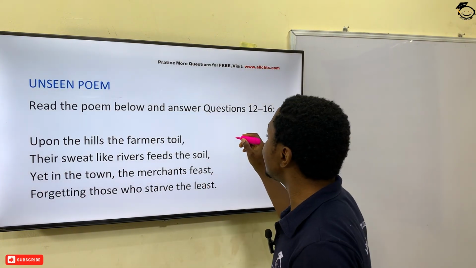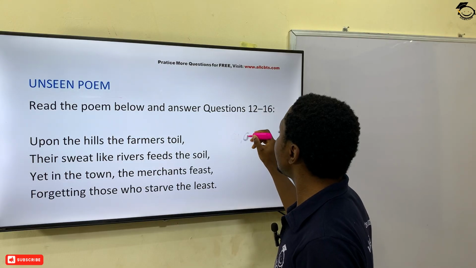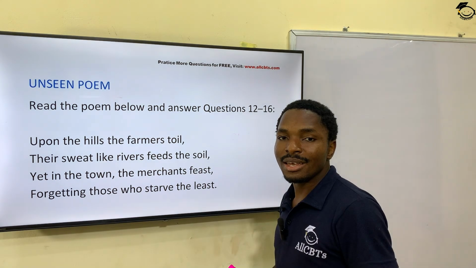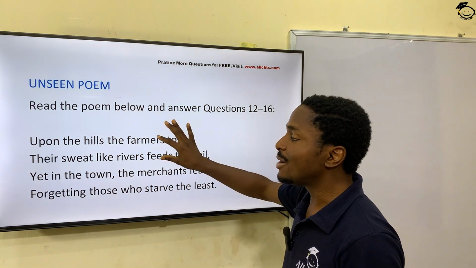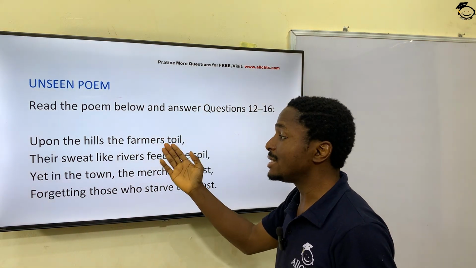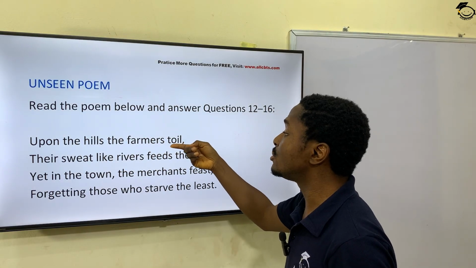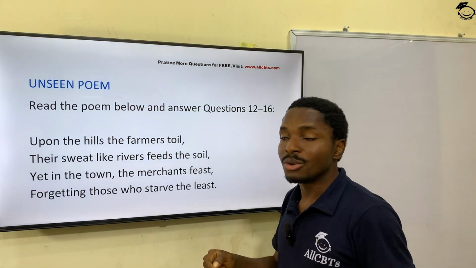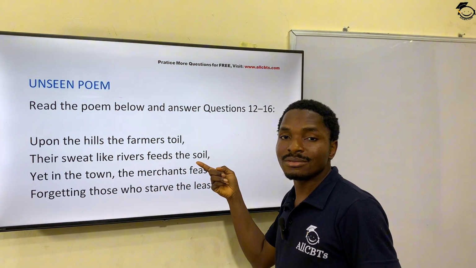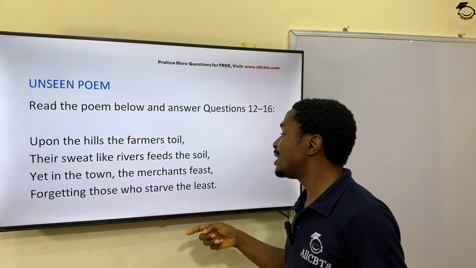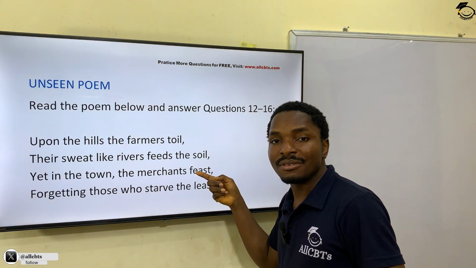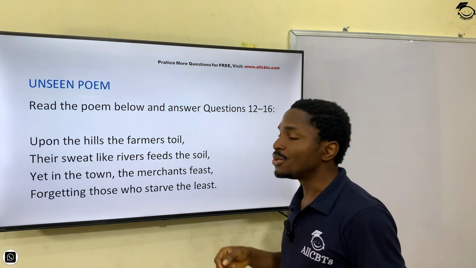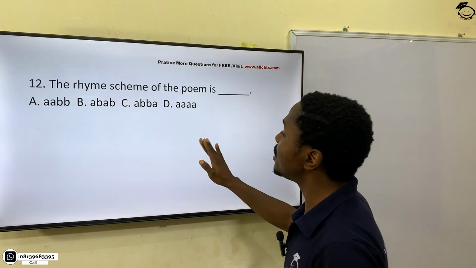So if you have to arrange this, it will be AA, BB. Because these two are the same. Line 1 and line 2 is the same. So let's give this sound A, because it's the same as this sound. So AA. But this sound is different. So we've seen our first B. And it's the same with this. So BB.